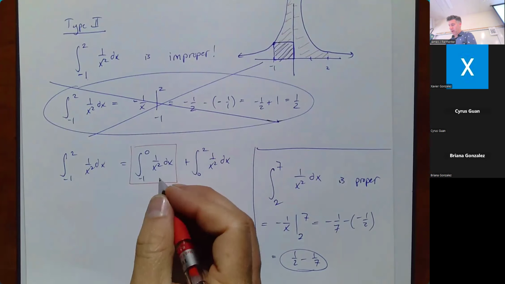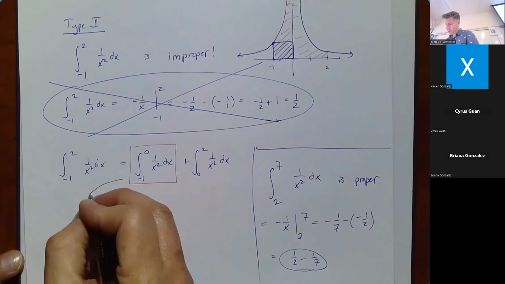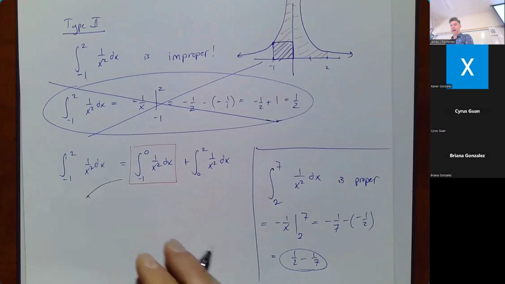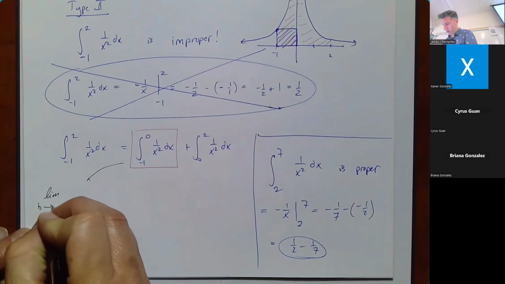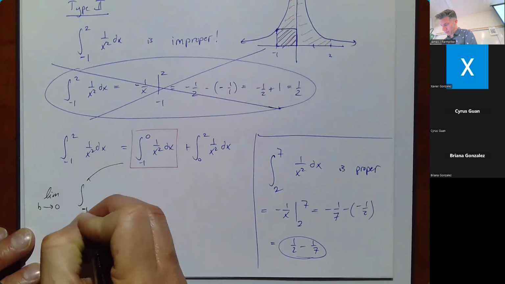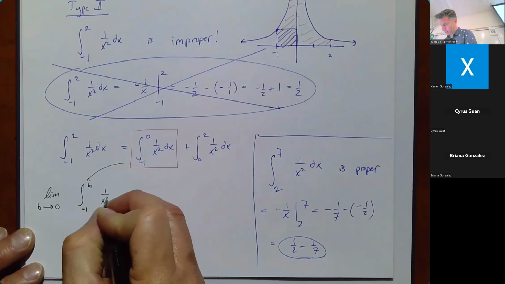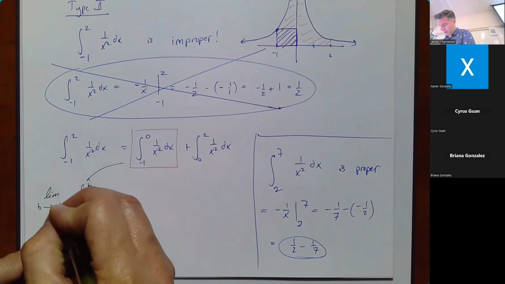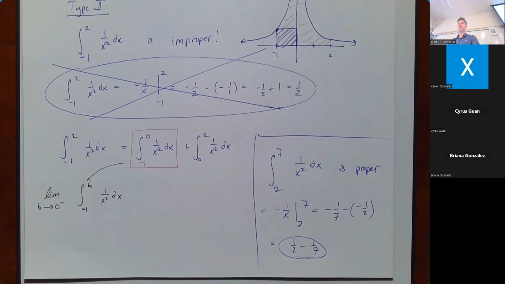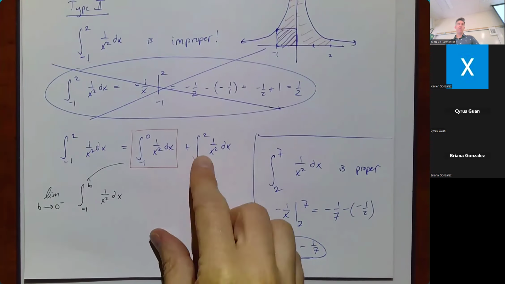So that piece there, I'm going to write as, now watch this, there's something a little extra special that happens here. The limit as b approaches 0 of the integral from -1 to b of 1 over x squared. And the special thing that I haven't written yet is that we actually want to write that it's the limit as b approaches 0 from the left-hand side. If you're between -1 and 0, you're on the left-hand side of 0. So we approach 0 from the left. For the other one, we're going to approach 0 from the right.